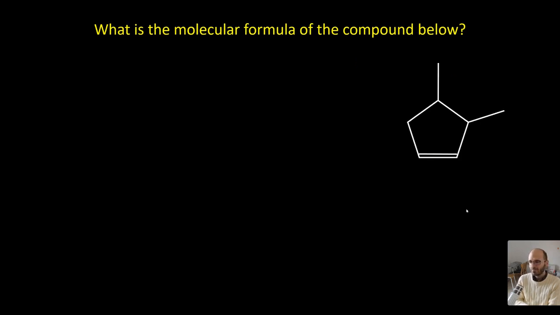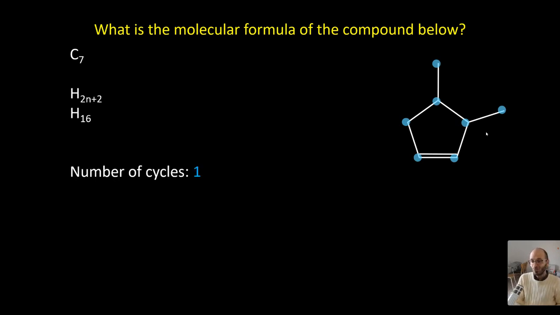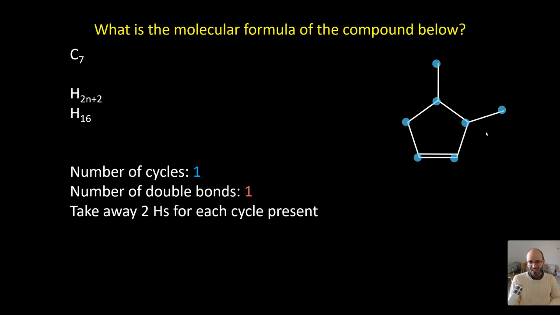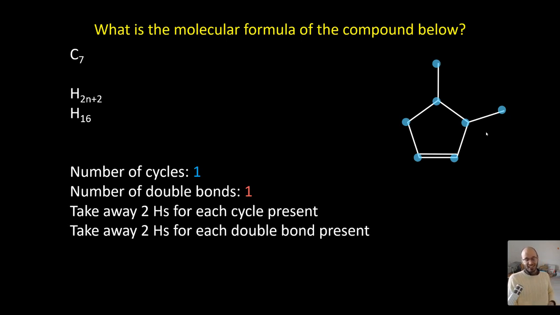Next one. This is more interesting because you have 1 cycle and 1 double bond. Remember the introduction of the video. Give it a go. Okay, so 7 carbons, potentially 16 hydrogens, one cycle, one double bond. Take away 2 hydrogens for each cycle or double bond, which means 12. Therefore, C7H12.